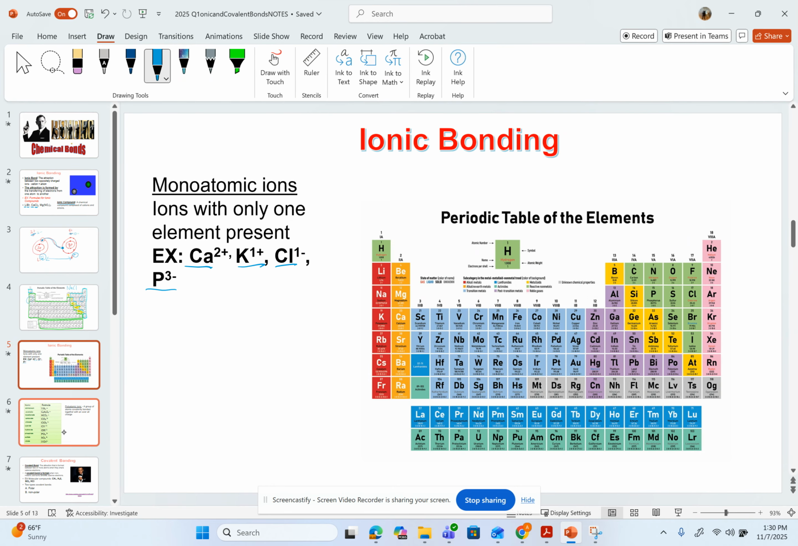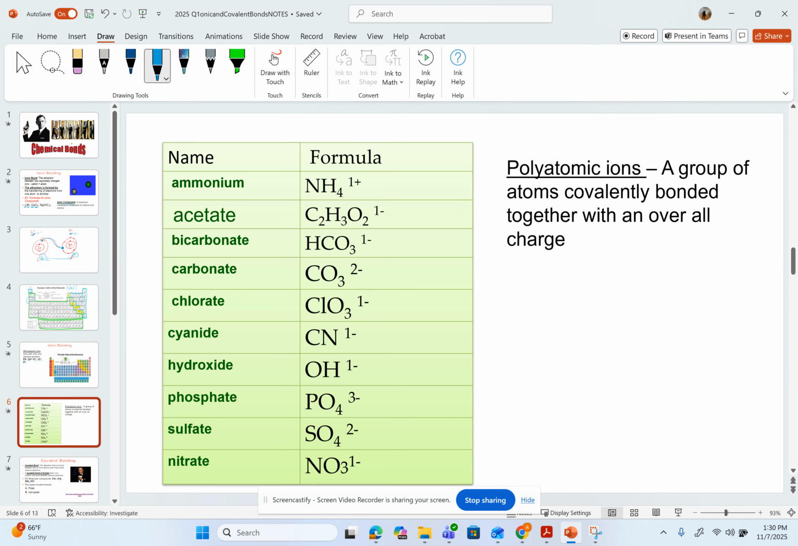We also have ions that are called polyatomic ions. Poly means many or multiple.